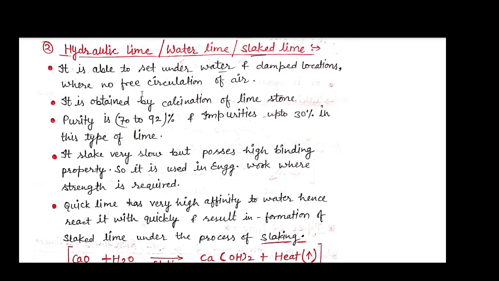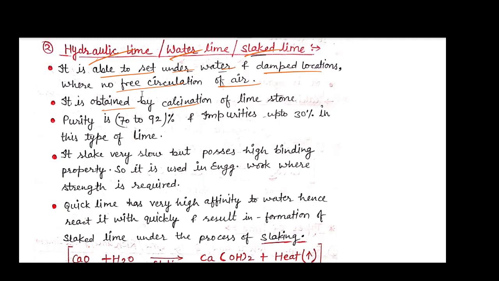The second type of lime is hydraulic lime, which is also known as water lime and slaked lime. Here the term hydraulic means water. Basically it is able to set under water and in damp locations. Damp means where the moisture content in the air is high and where there is no free circulation of air. So it can be used for underwater works.